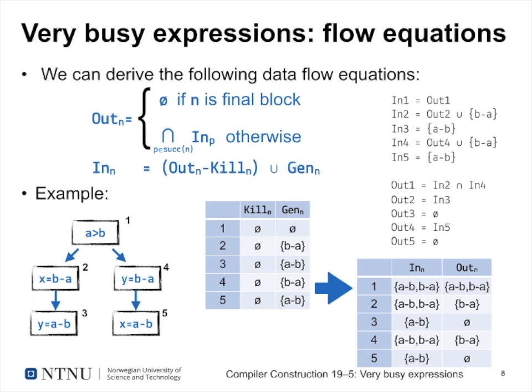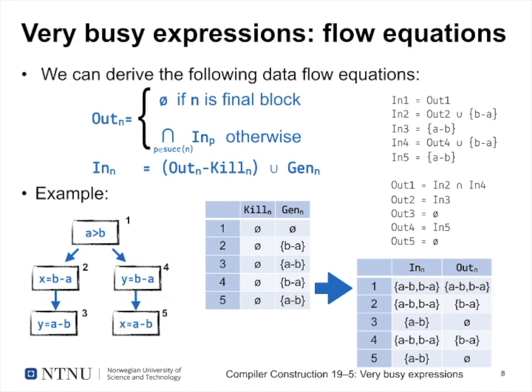So here again we have an example. We have an if expression again, a is greater than b in block 1. If yes, we calculate x equals b minus a and y equals a minus b. And if it's false, we do it the other way around. We calculate y equals b minus a and x equals a minus b.